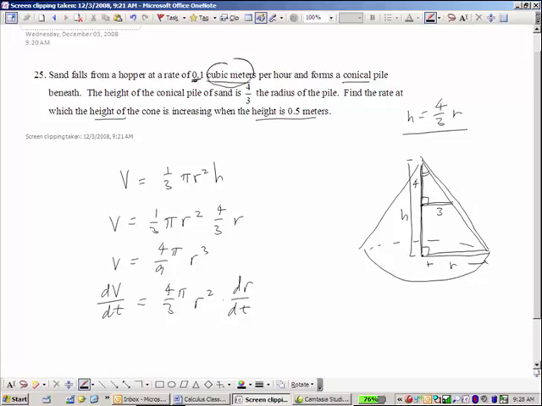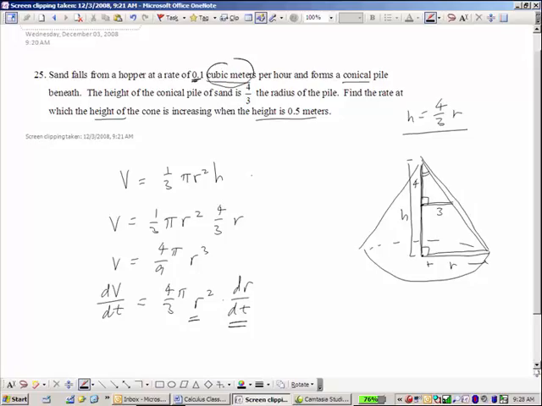They tell us the height. They said find the rate at which the height increases when the height is 0.5. So should you put r in terms of h? Yeah, look at all that. We have everything in terms of the radius, but they're asking everything in terms of the height.